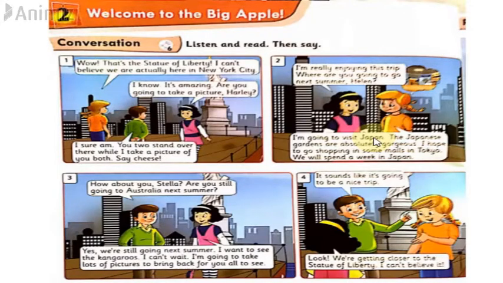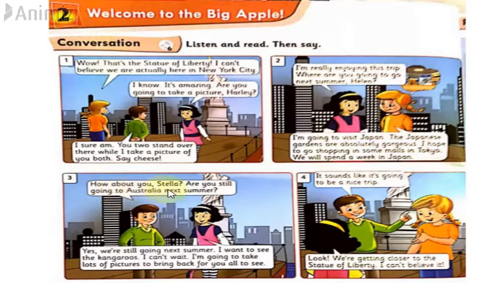Now for example, if I say that the girl is going there, then the girl is a noun. Girl is a noun, so I'm not going to make it a capital letter. But when I say Sarah is going there, then I'm going to write Sarah with a capital letter, because Sarah is a proper noun. The Japanese garden. Now see, Japanese is also a language, it's also a proper noun. Gardens are absolutely gorgeous. I hope to go shopping in some malls in Tokyo. Tokyo is a city in Japan. We will spend a week in Japan.